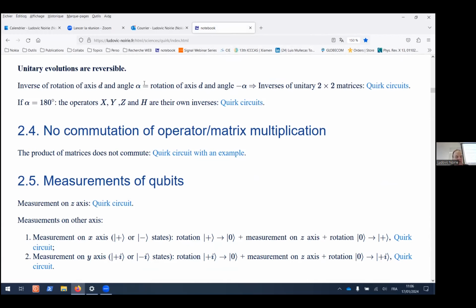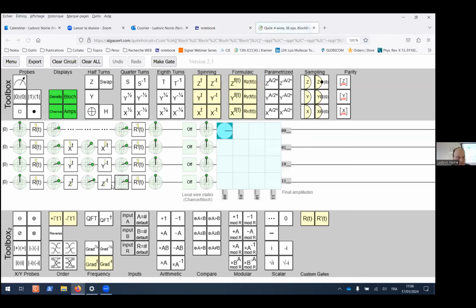To inverse a unitary matrix represented by a rotation, you just need to put a minus sign on the angle. Then you have the rotation, and then you have the inverse of the rotation. This is just an example here.